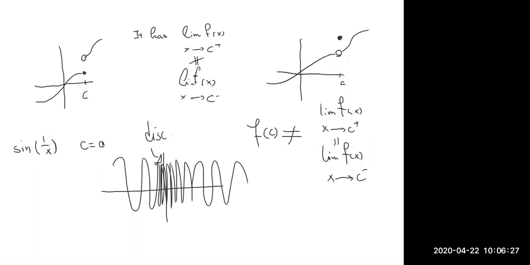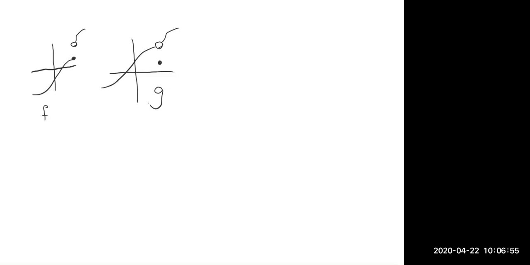So we have different kinds of discontinuity, and so let's just erase these and draw them. So sometimes they look like this. Sometimes, let's call this one F. Sometimes they look like this. Let's call it G. Sometimes they look like this. They look, for example, like sine of 1 over x.